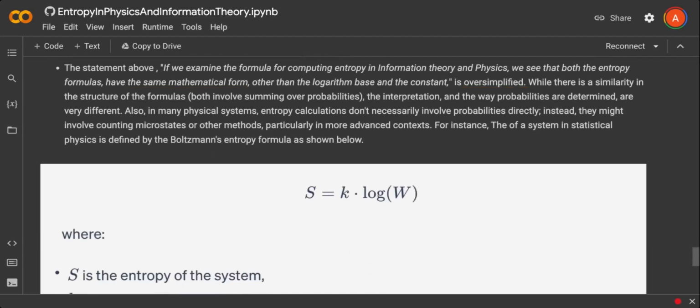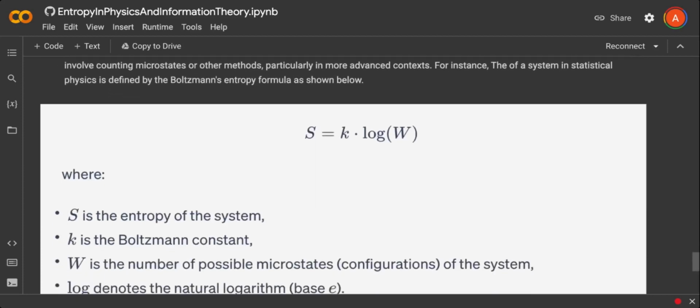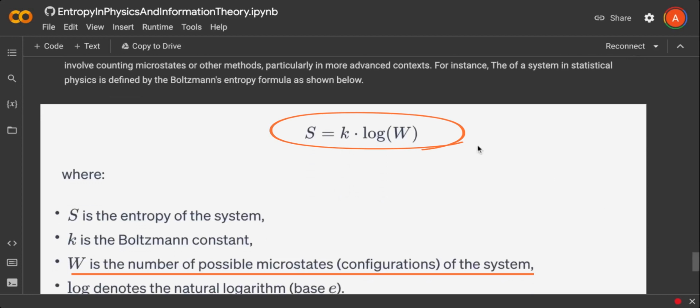While there is a similarity in the structure of the formulas, both involve summing over probabilities, the interpretation and the way probabilities are determined are very different. For instance, in many physical systems, entropy calculations don't necessarily involve probabilities directly. Instead, they might involve counting microstates or other methods, particularly in more advanced contexts.